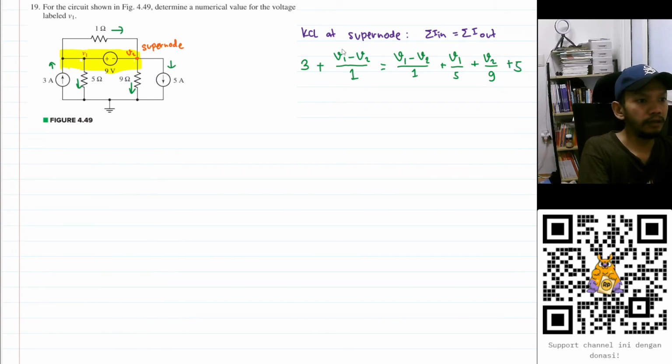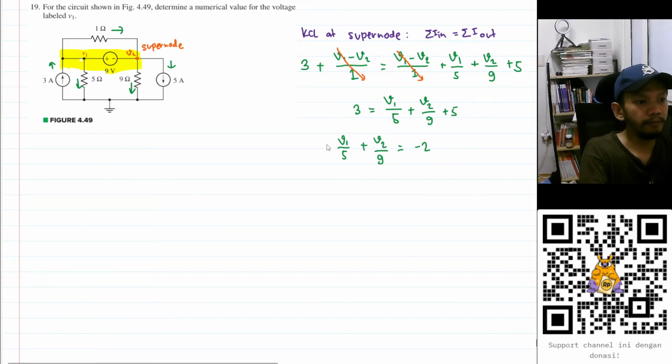Now let's cancel out this one and this one. Because this is canceled, that becomes 0. So what are we left with here? I have 3 is equal to V1 over 5 plus V2 over 9 plus 5. Let's move 5 to the left hand side. So I'll have V1 over 5 plus V2 over 9 equal to minus 2.